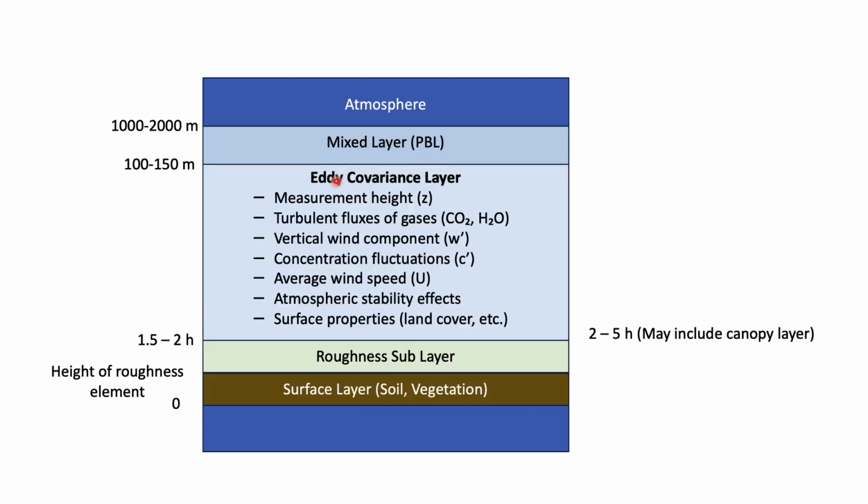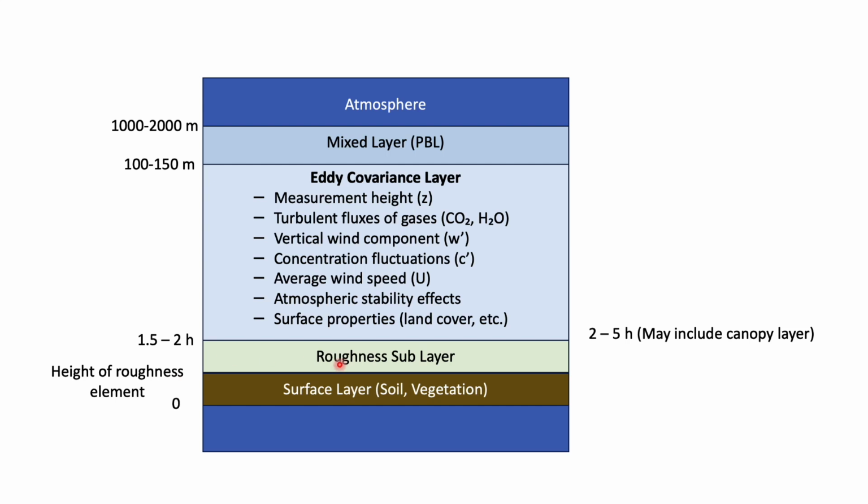So here is the diagram which explains the various layers in the eddy covariance measurement calculation. The surface or the soil layer is considered as the zero level, and there are plants and other things there. So basically this is called the height of the roughness element. The roughness sublayer is generally considered as 1.5 to 2 times the height of the roughness element. Roughness element means any rock or plant or anything that is staying above the surface, which makes it a non-uniform surface.